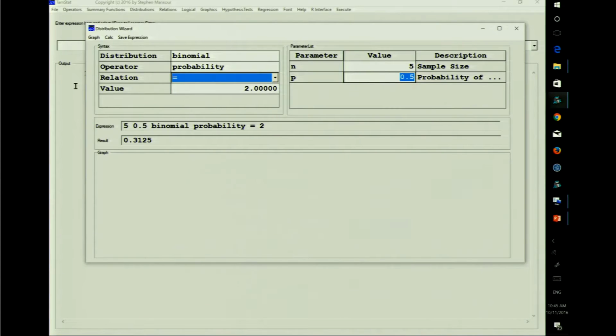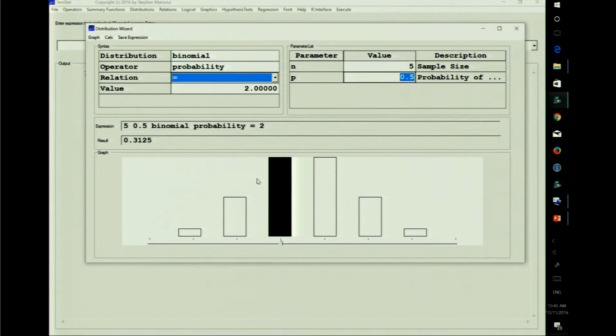And it gives me this TamStat expression. This is basically APL. Binomial is a function. Probability is an operator. Equals is a function. So binomial probability equal to 2, and then it gives me the result. Now, another little feature, if I want to graph it, I can hit graph, and it displays what's going on here. And this is the binomial distribution. So you can just generate a little graph.